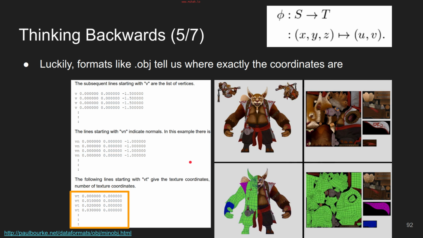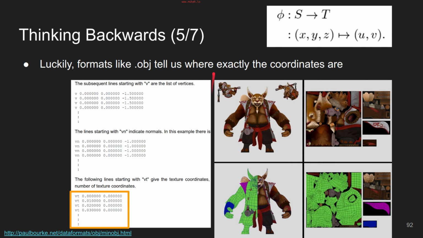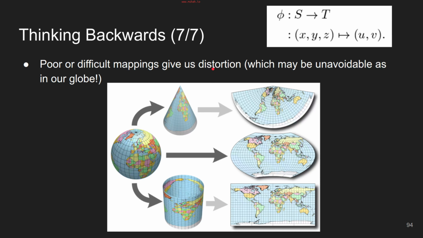Now for us, for the most part, we aren't going to have to do this because our object files that we load are going to have these vertex texture coordinates specified for us. Per vertex, where is the start, and for each of the vertexes, where is the ending point, and so on. So this information is captured for us, which is very nice. Getting this mapping done correctly is done by artists in the 3D programs. We're going to have to utilize this data, but we won't have to generate it ourselves here.